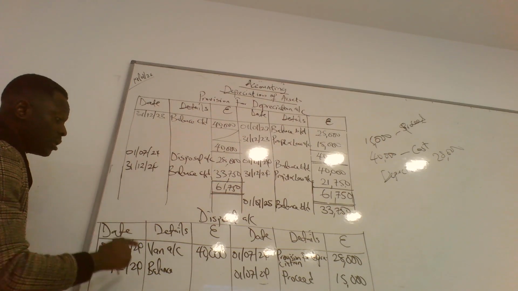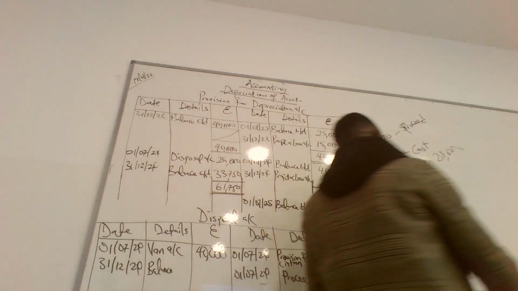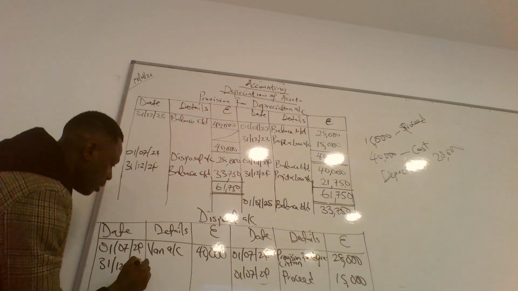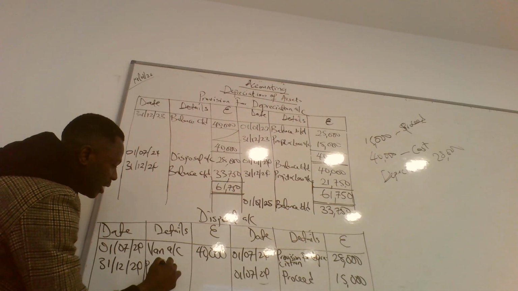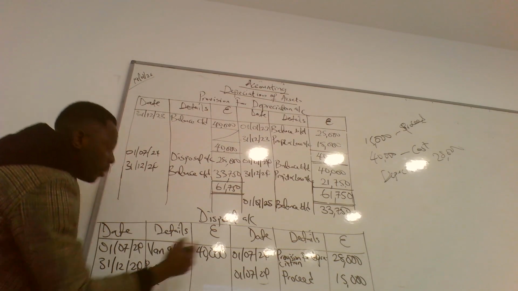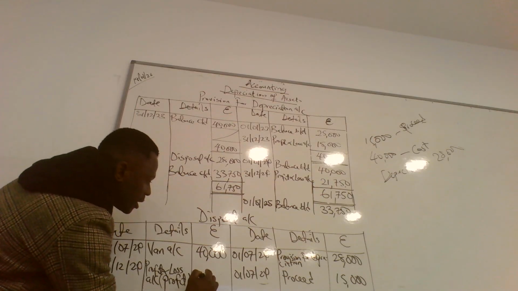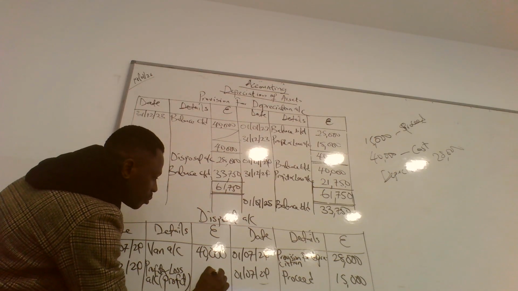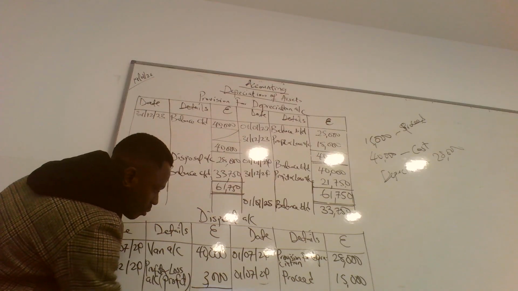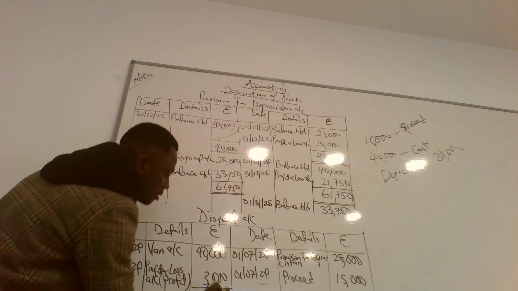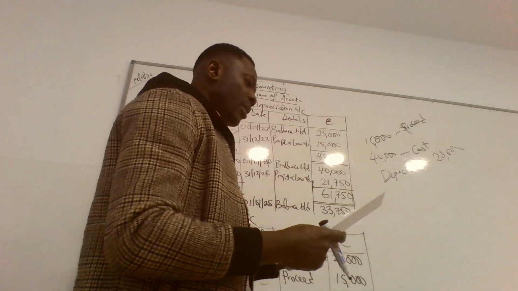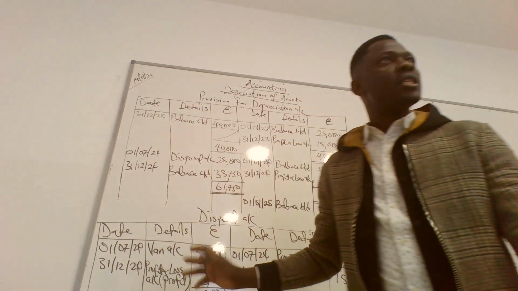No, it's profit or loss. It's not balance anymore. It's profit and loss account. But it is profit now, right? Profit, 3,000. So 43,000. Do we get it? Any question about it? Do you understand how we did this disposal now?